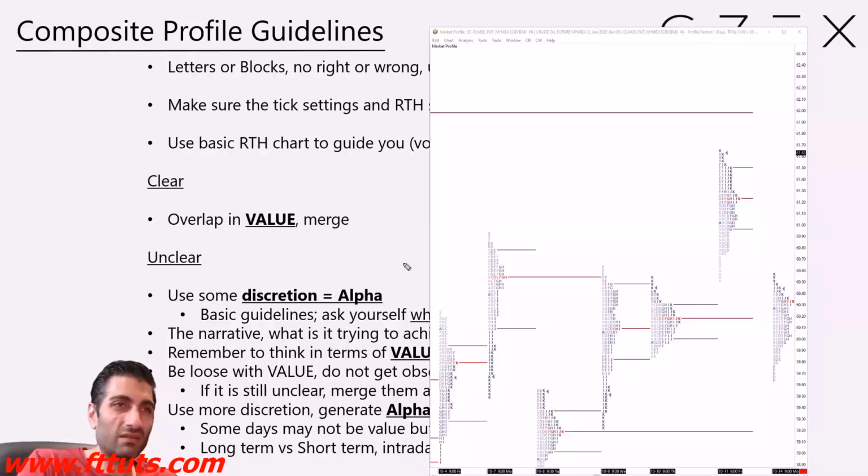In theory, I see too many people do this. They'll say, nope, that's the point of control. Hang on a minute, what about that? In my mind, there was a decent amount of volume taking place there, and a decent amount of volume taking place there. Why can't you say that's the point of control?